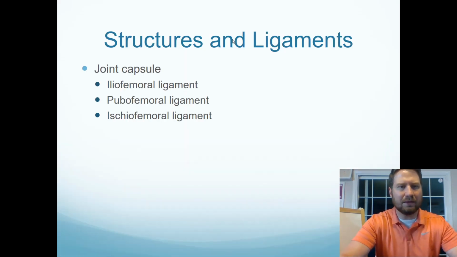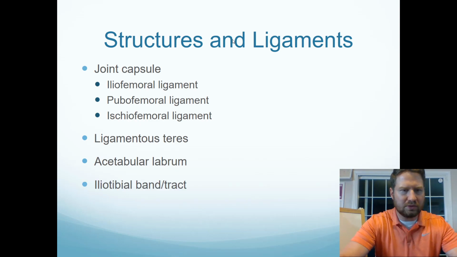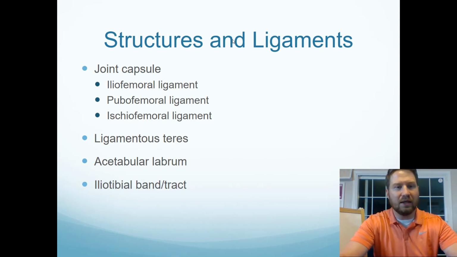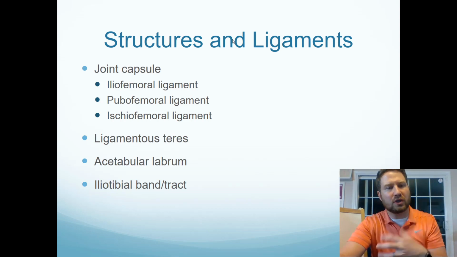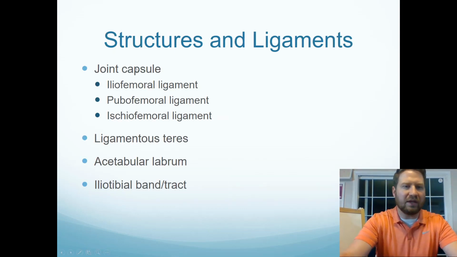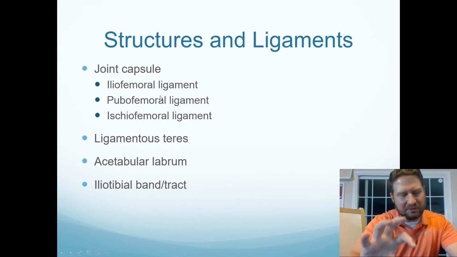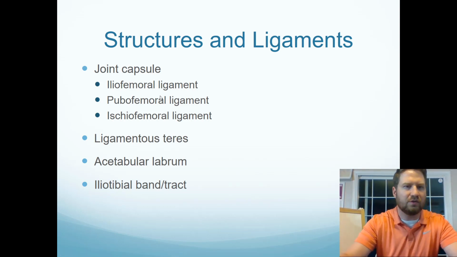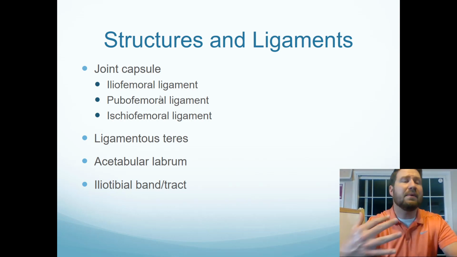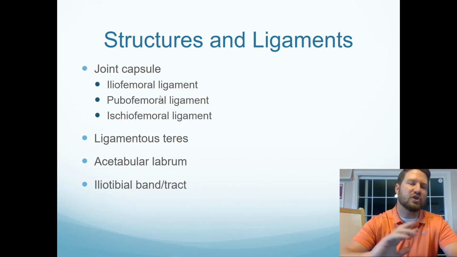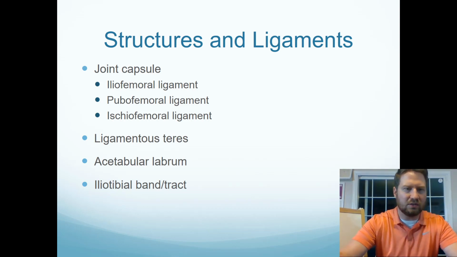All right, so structures and ligaments. We have a joint capsule. That joint capsule is made of kind of the surrounding structure, but within that, we also have an iliofemoral ligament, a pubofemoral ligament, and an ischiofemoral ligament. Those three ligaments are going to have kind of a spiral attachment, a spiral kind of formation that's going to allow for a greater amount of flexion and tightness into extension. We also have the ligamentum teres, the acetabular labrum, and the iliotibial band and tract.